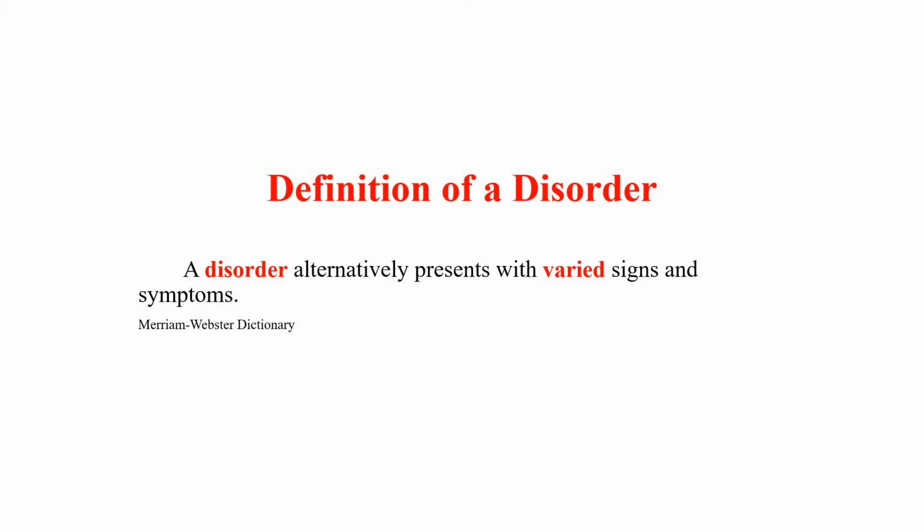So let's go over quickly the definition of a disorder. A disorder is not a syndrome. I want you to say, okay, this is a disorder, that's a syndrome. You should know the difference. It's extremely important because if you don't, it's going to confuse you and you're going to worry why Mrs. Jones has different signs and symptoms than you. And, gee, I don't understand this. I don't have that. So what is a disorder? What's the definition of a disorder? A disorder alternatively presents with varied signs and symptoms.